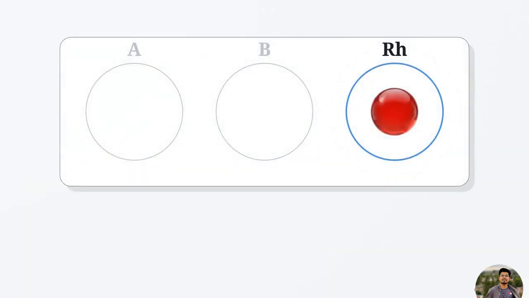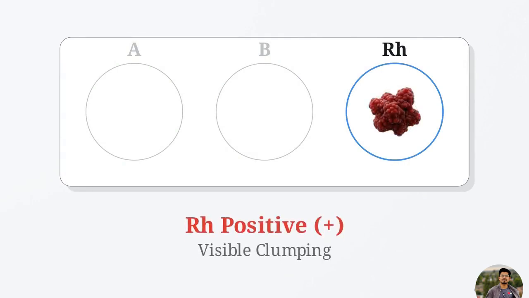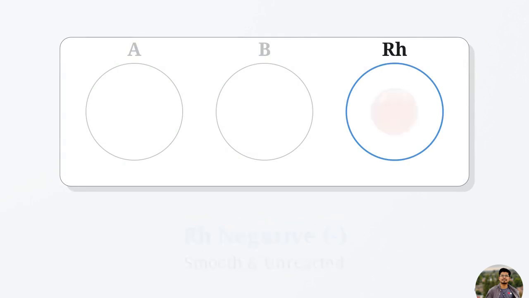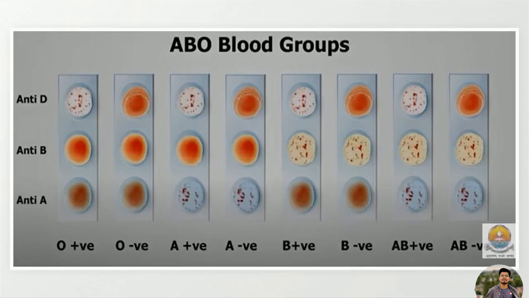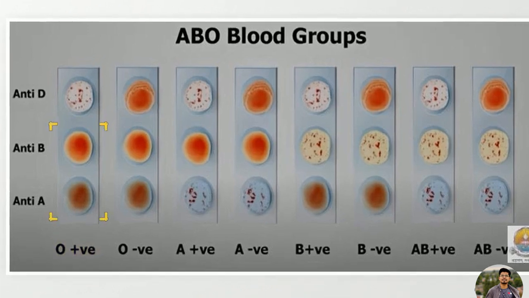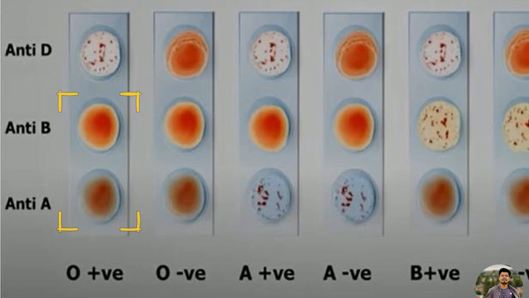The third drop works exactly the same way for your Rh factor. Visible clumping here means you are Rh positive. A smooth, unreacted drop means you are Rh negative. Here is a chart showing the full spectrum of possible ABO and Rh groups. Test yourself. Locate the slide showing type O positive. You'll notice there is no clumping in the A or B sections, but there is distinct hemagglutination in the anti-D section.